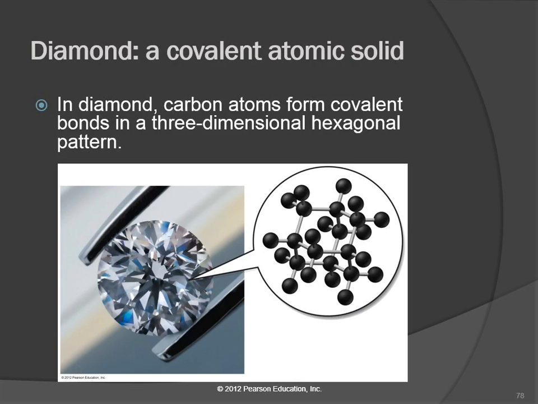Pretty much said that. Here's an illustration of a diamond. So individual carbon atoms, and they are covalently bonded in this very uniform structure. A diamond is a crystalline solid that is also a covalent atomic solid.